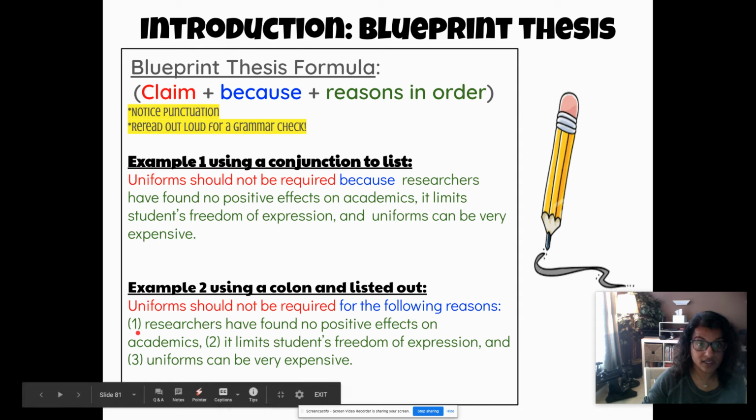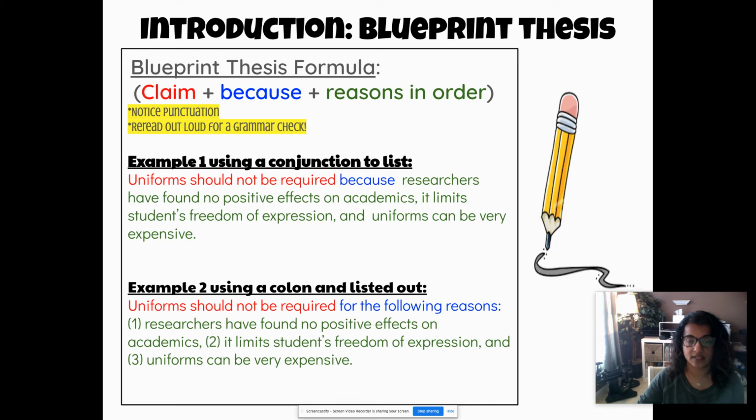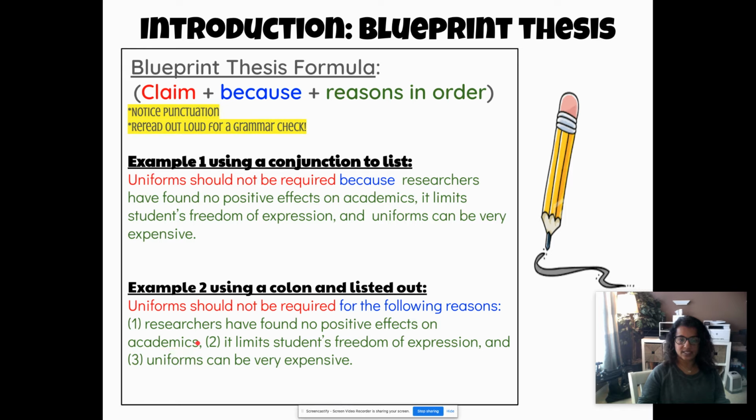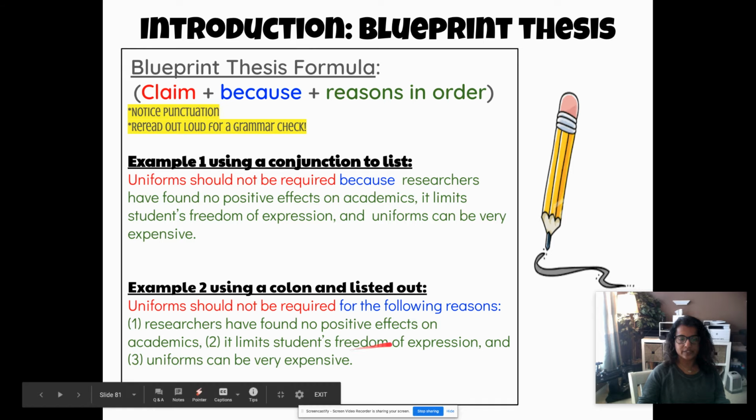Now, then after the colon, I numbered my reasons. I think the numbering helps the reader feel like, oh, it's in a list and it makes more sense now. So, one, researchers have found no positive effects on academics. I still use my comma even though I'm listing. Two, it limits students' freedom of expression, comma. And here I still use my conjunction.